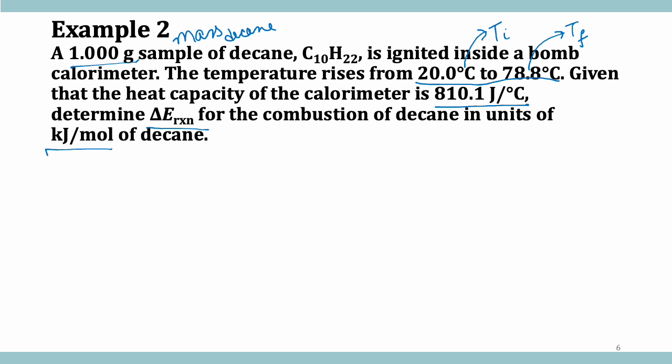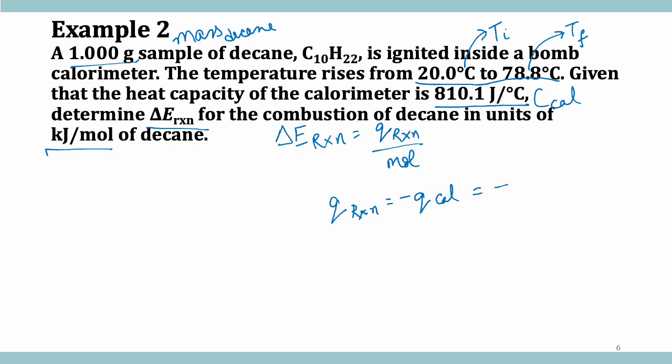So it's the same approach. This is C of calorimeter. Question is asking what is E of reaction, which is going to be heat of the reaction over moles, kilojoules per mole. How can I find heat of the reaction? Heat of the reaction is going to be negative heat of calorimeter, which is going to be negative C times delta T. So C goes here, delta T final minus initial will go here.